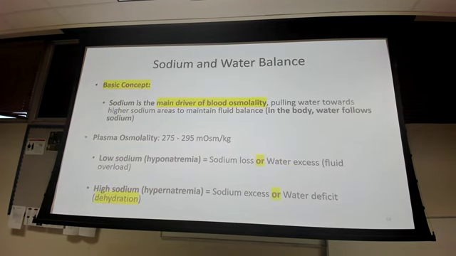All right, so sodium and water balance. The basic concept is that sodium is the main driver of blood osmolality. Low sodium is hyponatremia, and high sodium deals with that highlighted word on the bottom, dehydration, okay?